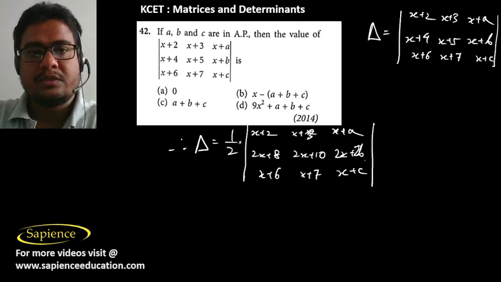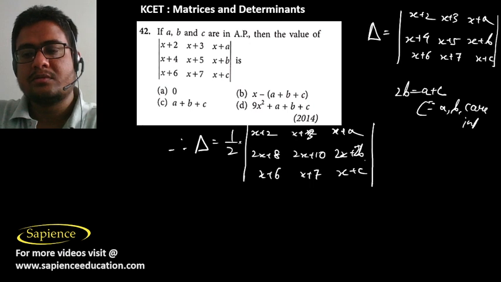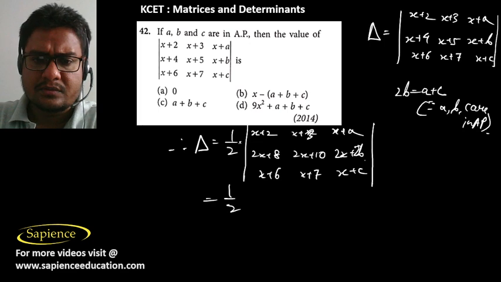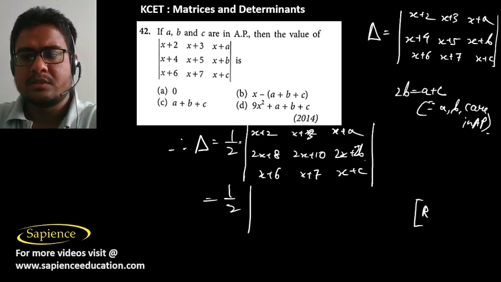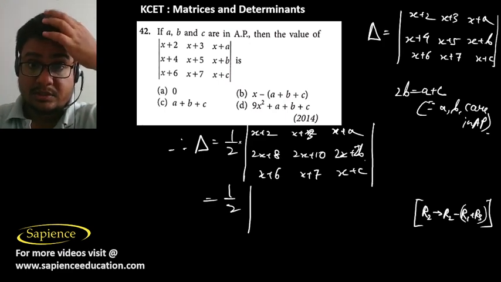Now what we can do, we can say that a, b, c are in AP. It means that 2b is equal to a plus c, since here it is told a, b and c are in AP. Therefore we can write it as half of, then we can apply the row operation, that is R2 goes to R2 minus R1 plus R3.